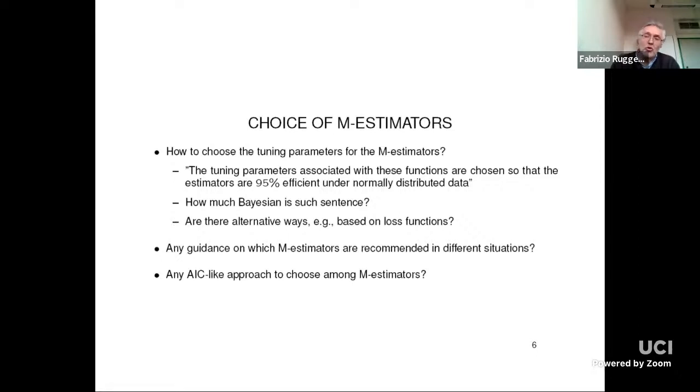And also, if you have to choose different M estimators and also different parameters in these M estimators, is there a sort of approach, like an Akaike, AIC-like approach, to choose among them, or like the other approaches that we usually use?